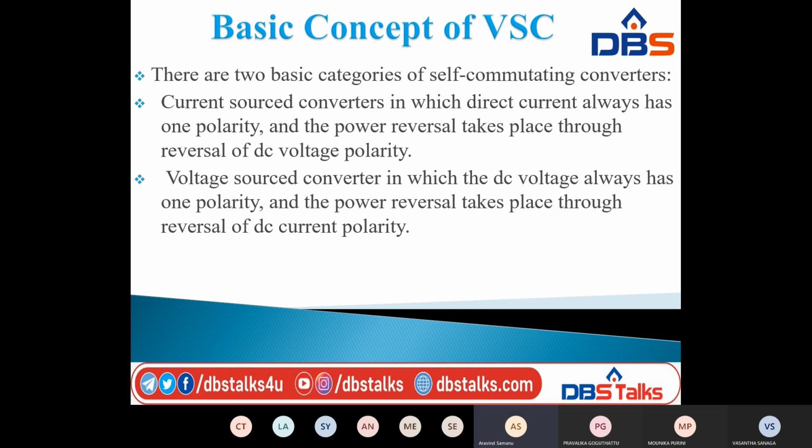So actually there are two basic categories of self-commutating converters. Our main concept is the voltage source converter and the current source converter. Those are VSC and CSC. These are the two basic categories of self-commutating converters. Firstly we will look into current source converters.